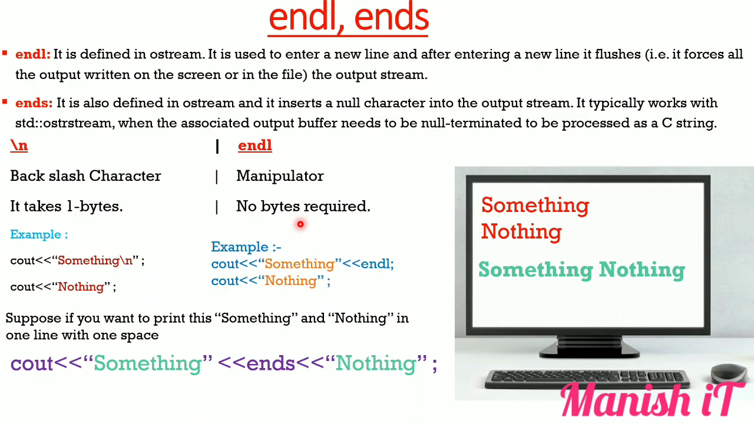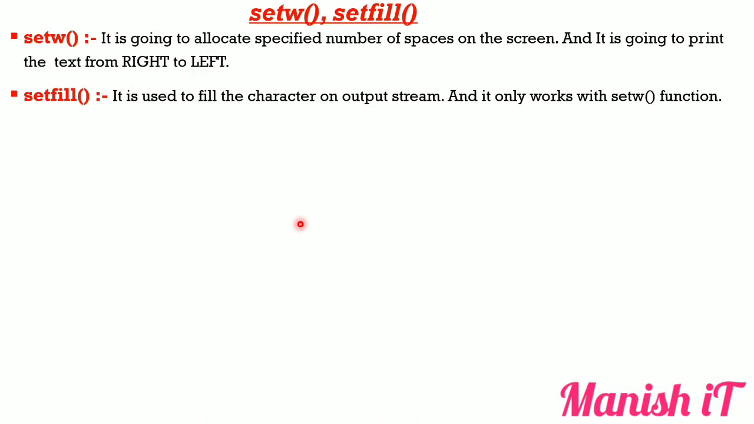I already discussed that we have two types of manipulators: one is manipulator operators and another is manipulator functions. Whenever we use a manipulator function, we have to use iomanip.h. Here we are going to discuss the setw and setfill functions. We have to know about them.